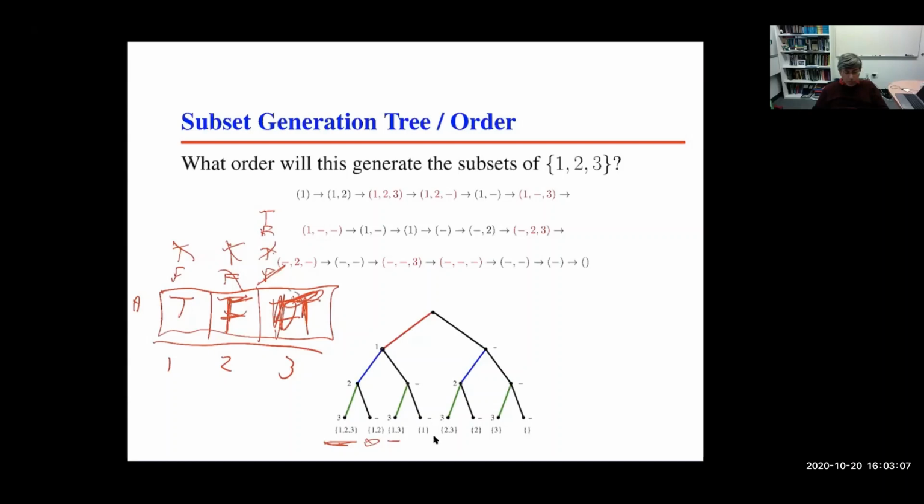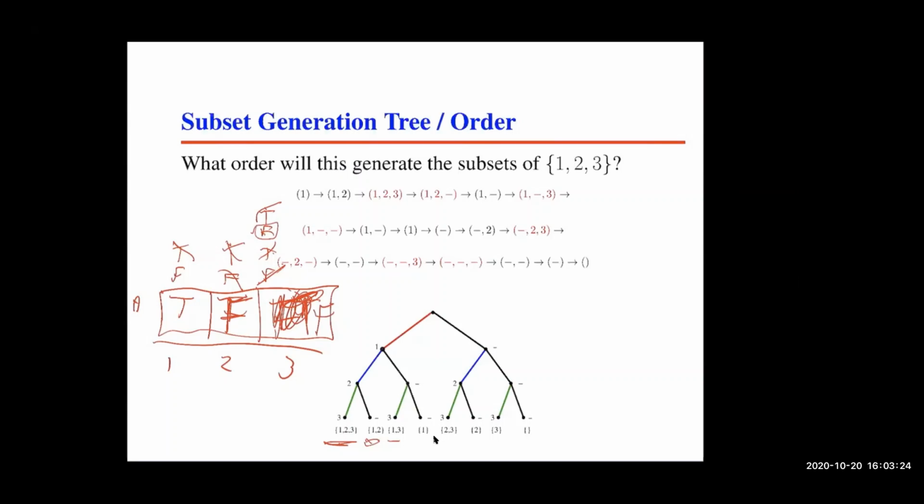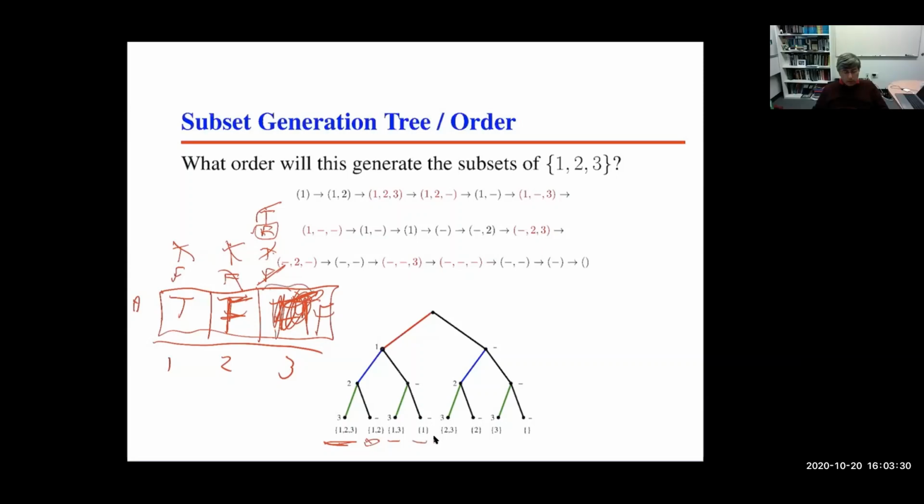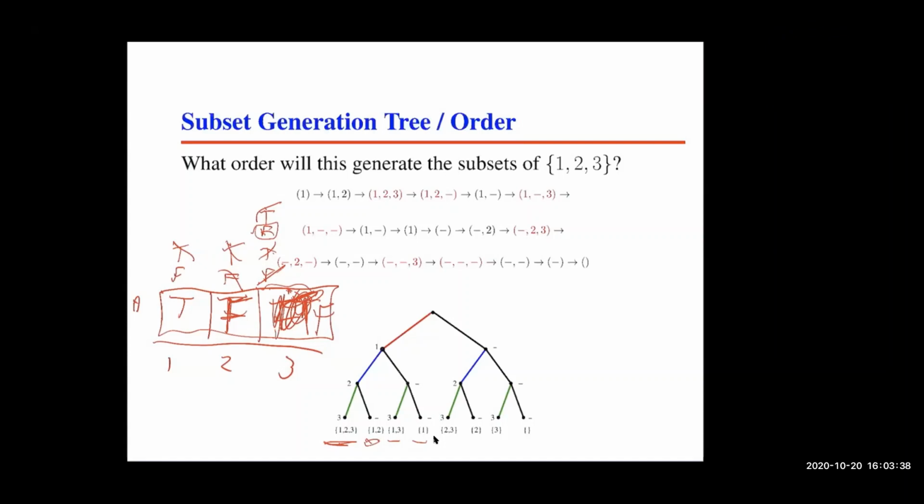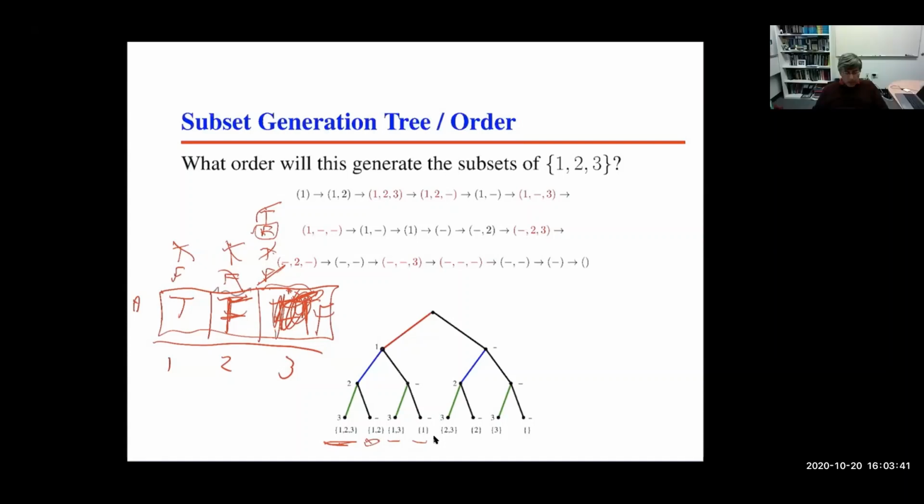Now do I have any other choices for the third position? I still have a false here, right? Do I have a solution? Yes. What is the solution? 1. Now, do I have any other choices I haven't used for my third spot? No. Any other choices for my second spot? No. Any other choices I haven't used for my first spot?